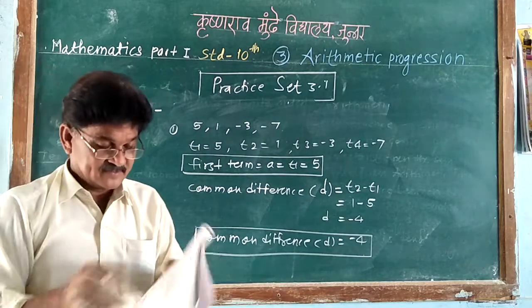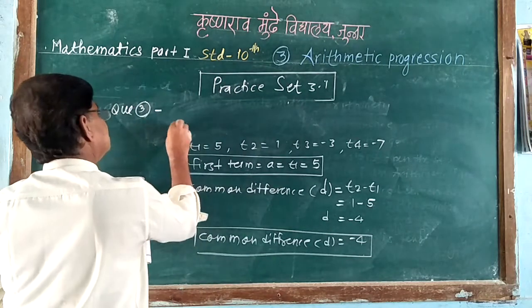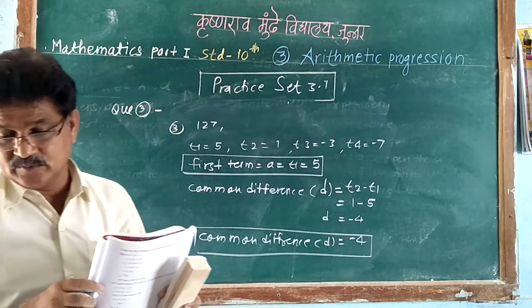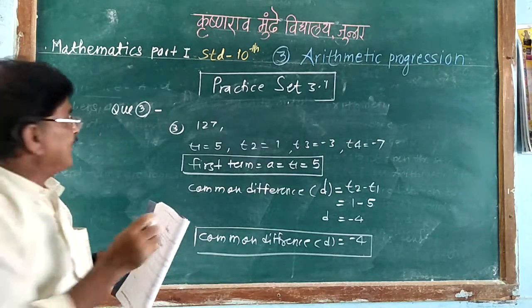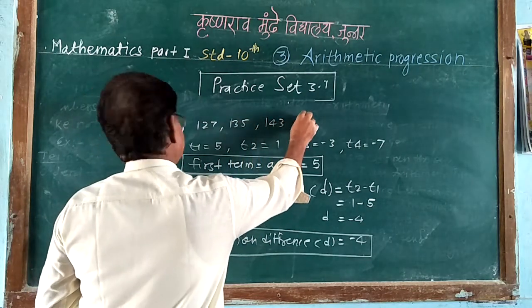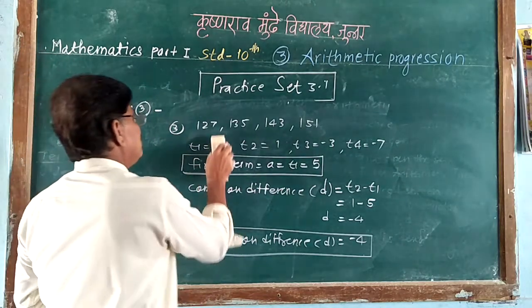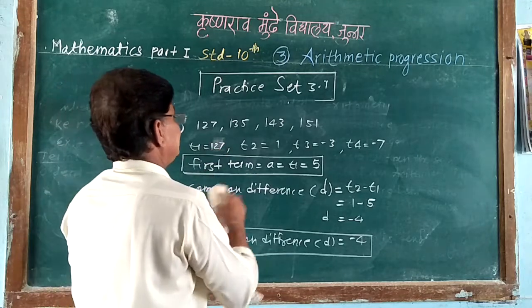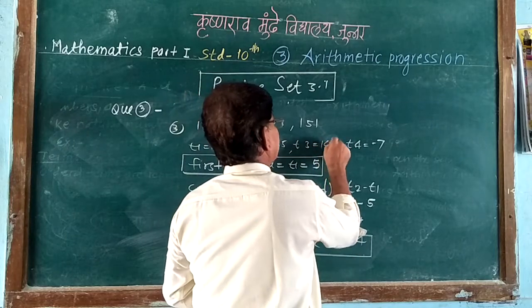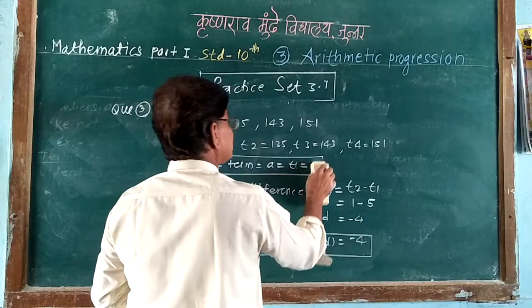Last example, here, third, 127, 135, 143, 151. Here, first term 127, second term 135, 143, and 151. What is the first term?